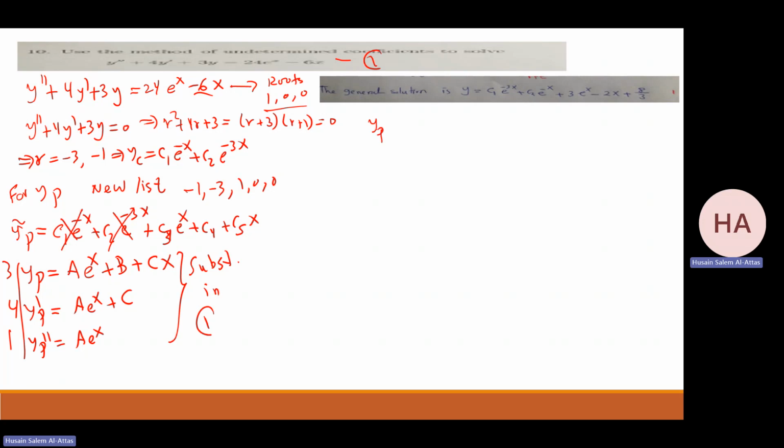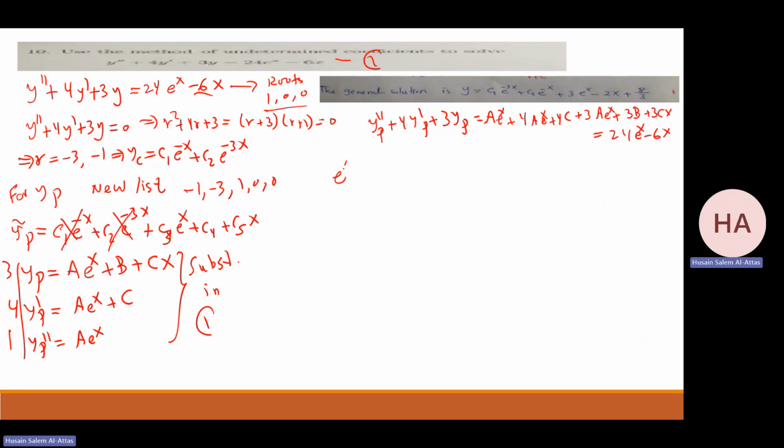I need y double prime, so I will do y prime. That will be a e^x plus c. y double prime will be a e^x. Multiply this by 1, this by 4, this by 3. So let's substitute. What do I have? yp double prime plus 4yp prime plus 3yp should equal a e^x plus 4a e^x plus 4c plus 3a e^x plus 3b plus 3cx, and that should equal 24 e to the power x minus 6x.